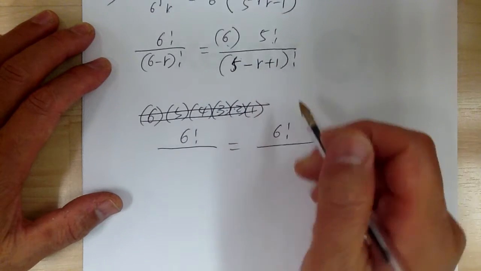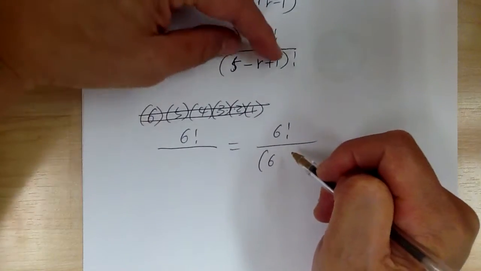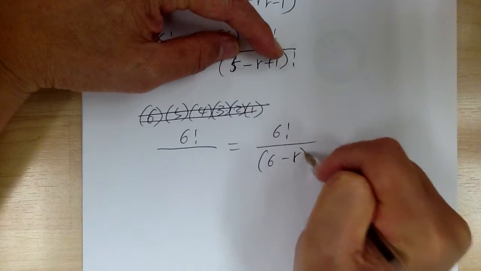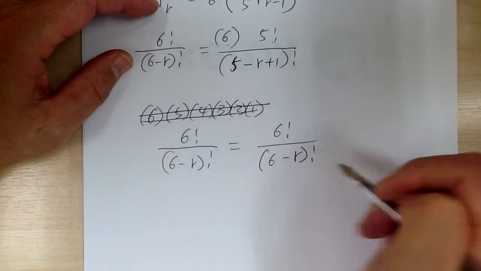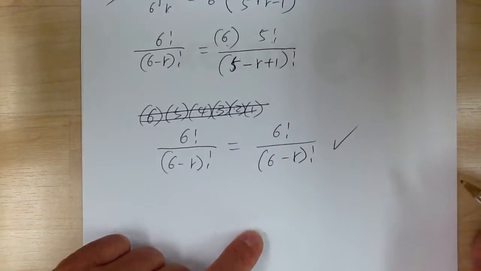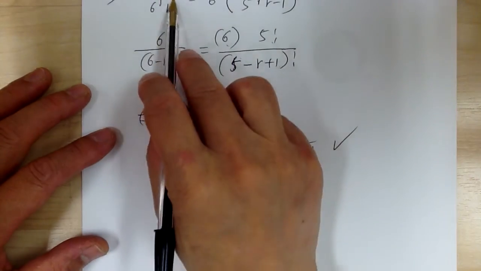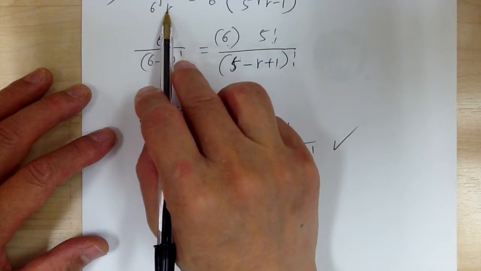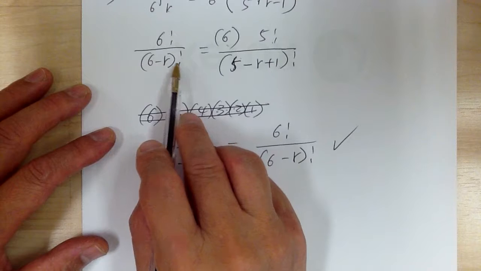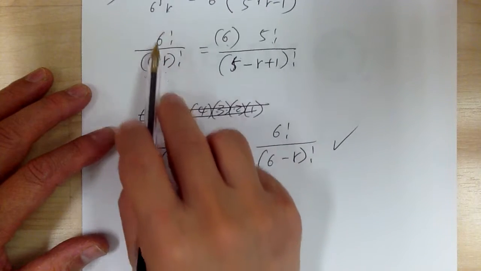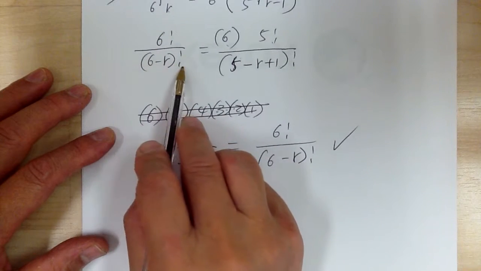Now this over here, what is this equal to? 5 plus 1 is 6, so this becomes 6 factorial. And this side, if you leave it alone, they're equal. So put a check mark. Again, you just use the definition: 6PR is 6 factorial over (6 minus R) factorial. So the total goes on the top, the difference goes on the bottom.